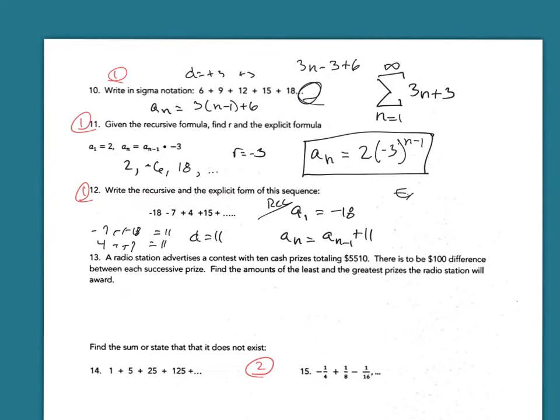The explicit uses the formula on the paper. A sub n, which is what I'm looking for, is the difference times n minus 1 plus the first term. And then you just simplify this till you get it to say a sub n is 11n minus 29.